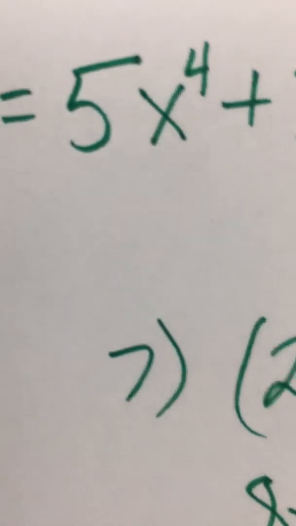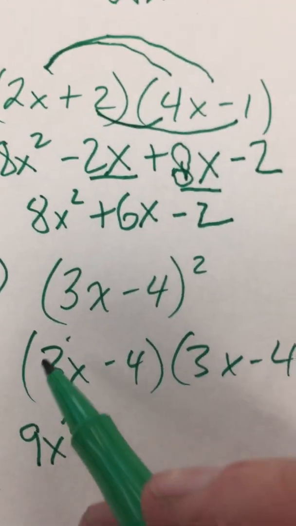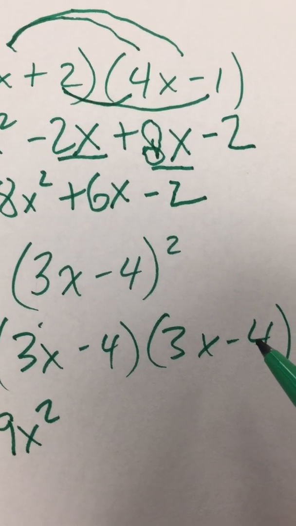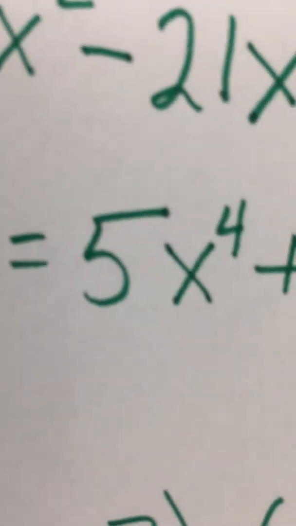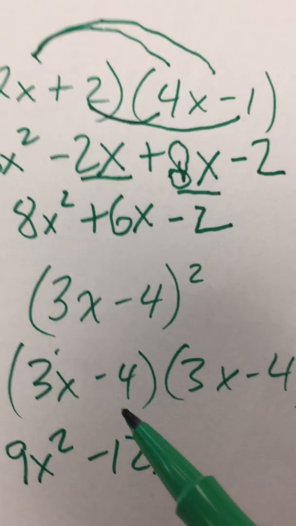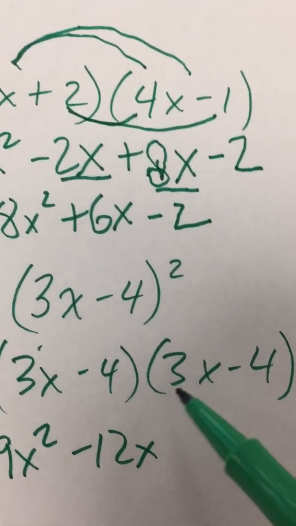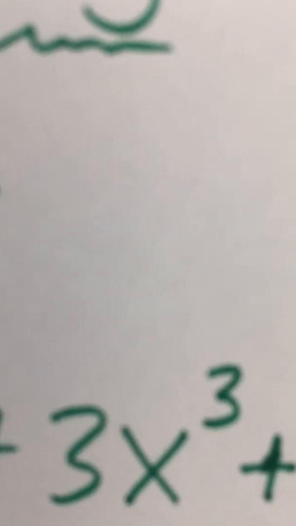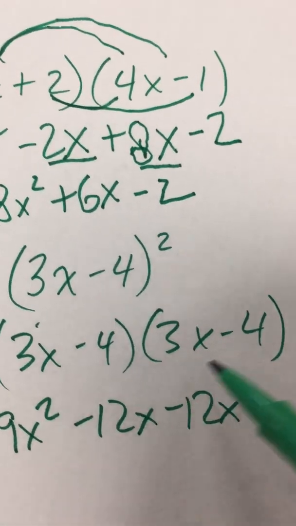I probably have to stop and write when I do this. So 3x times 3x is 9x squared. 3x times a negative 4 will be a negative 12 with a single x. And then I'm going to come back and distribute the negative 4. Negative 4 times 3 is a negative 12 again with a single x. Minus 12x. And then I'm going to come back and do negative 4 times negative 4, which is a positive 16.